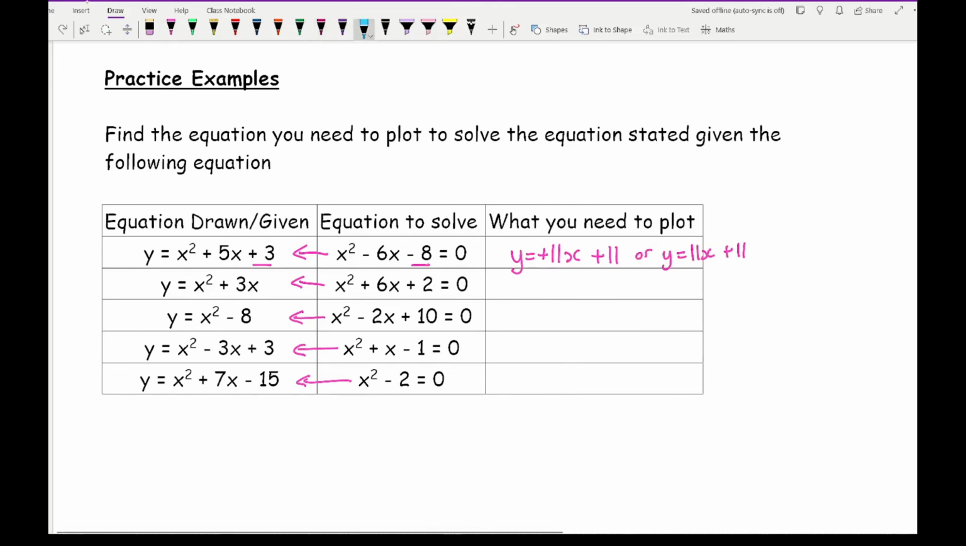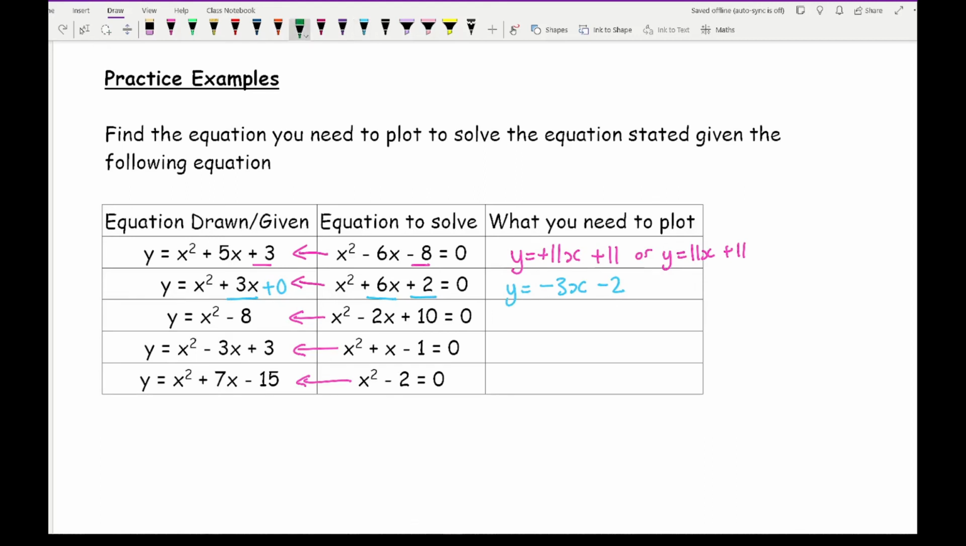For the second example, I want to go from x squared plus 6x plus 2 to x squared plus 3x. So I want to go from 6x to 3x, so I need to lose 3 x's. And I want to go from positive 2 to plus 0, so I need to take away 2. Then the equation I need to plot is y equals minus 3x minus 2.